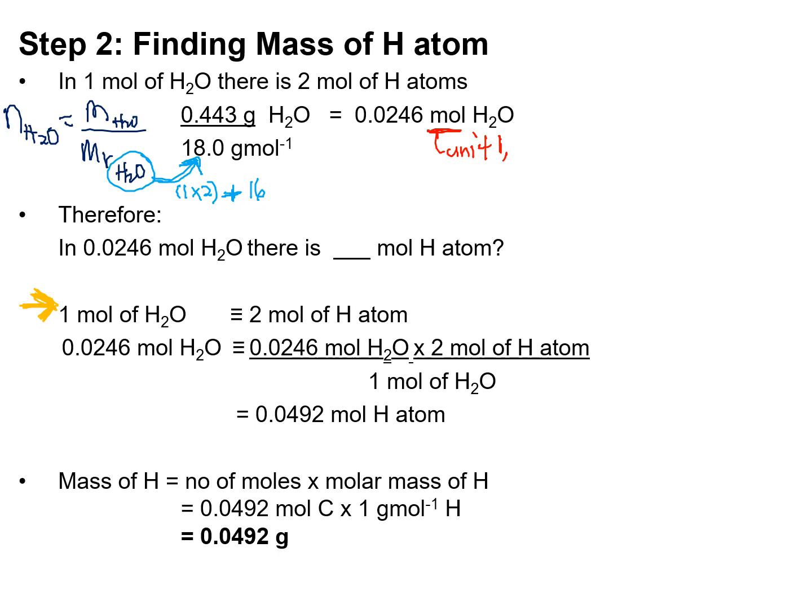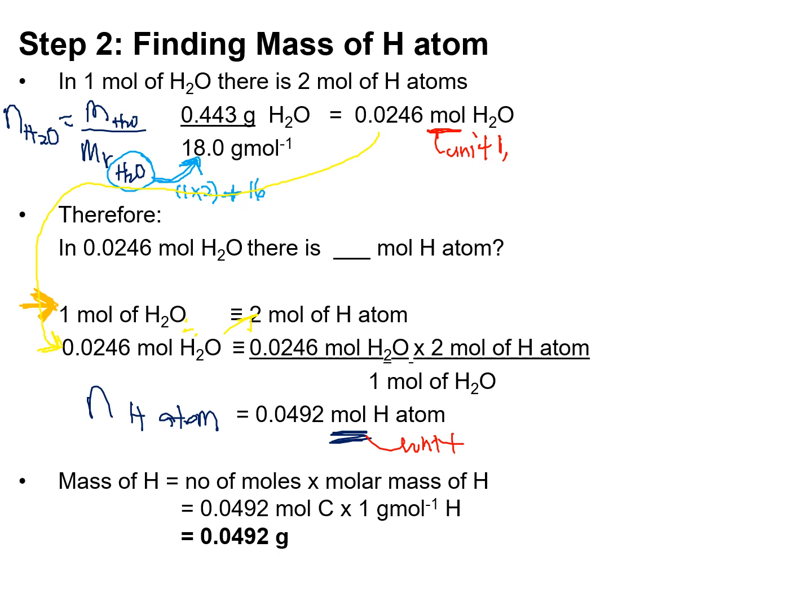Tetapi kita dah kira number of mole of H2O, which is 0.0246 mol yang kamu dapat. So masukkanlah information tersebut, 0.0246 mol. Okay, so you buat darab silang, kalikan dengan 2, bahagikan dengan 1, and now you will get number of mole of hydrogen atom adalah 0.0492 mol. Okay, so unit jangan lupa.